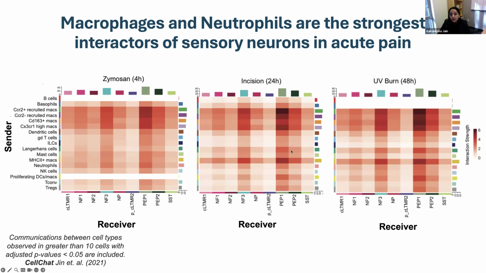For example, UV burn did not really have any of the granulocyte interactions. And within Zymosan, we found a lot of interactions with macrophages and the peptidergic neuron subset. And I want to point out that it already made sense that most of the interactions are with these peptidergic neurons and NF3, which is A delta neurons. All these cell types are known to trigger pain, specifically heat hypersensitivity.